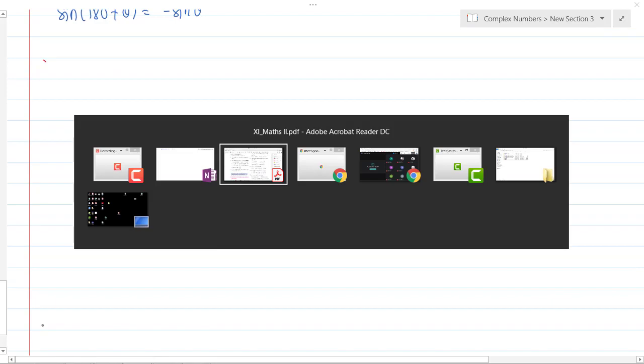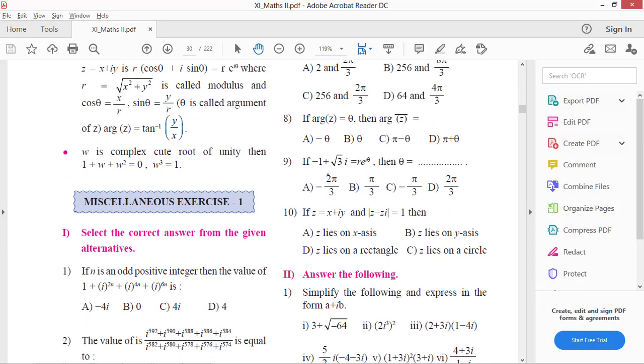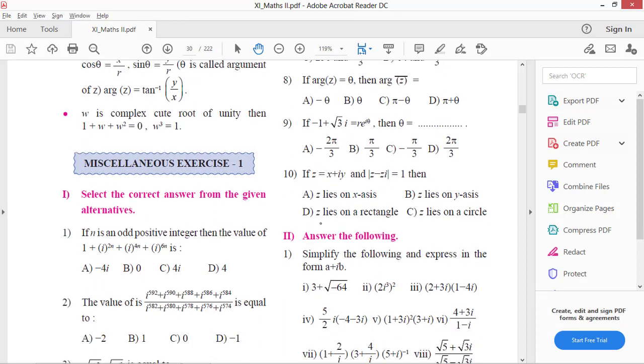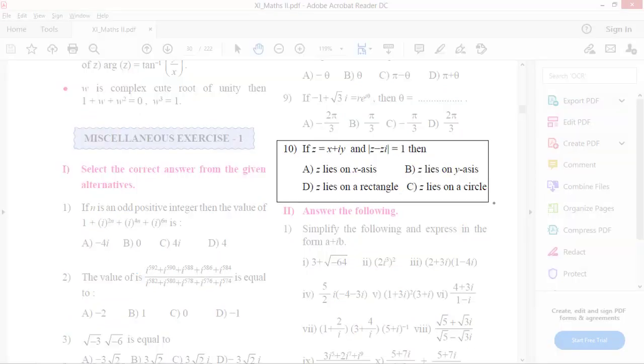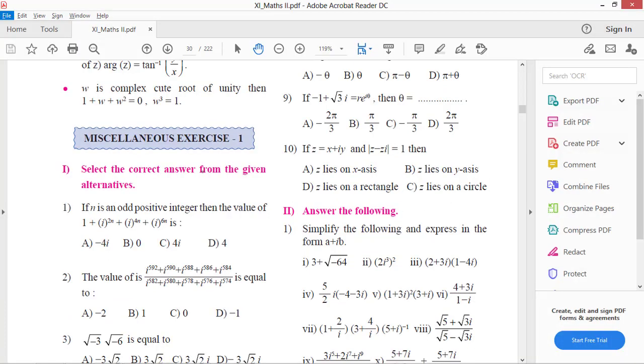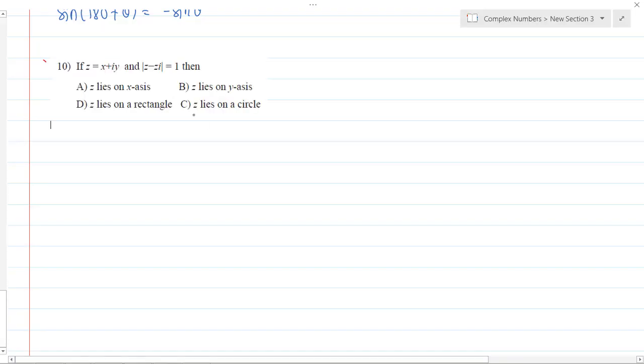Take the 8th as homework, 9th also homework. Let's solve question number 10. 8 and 9 are homework. Let's take the 10th question.